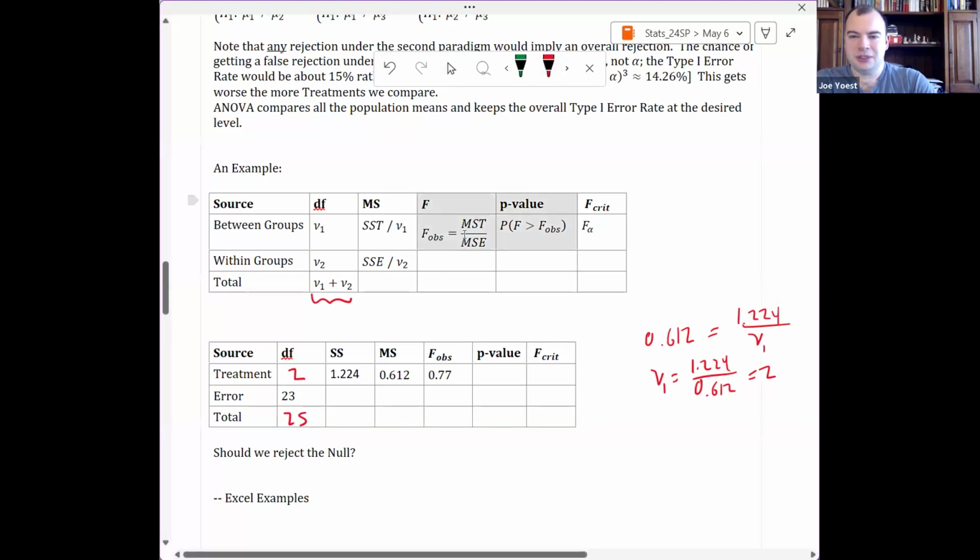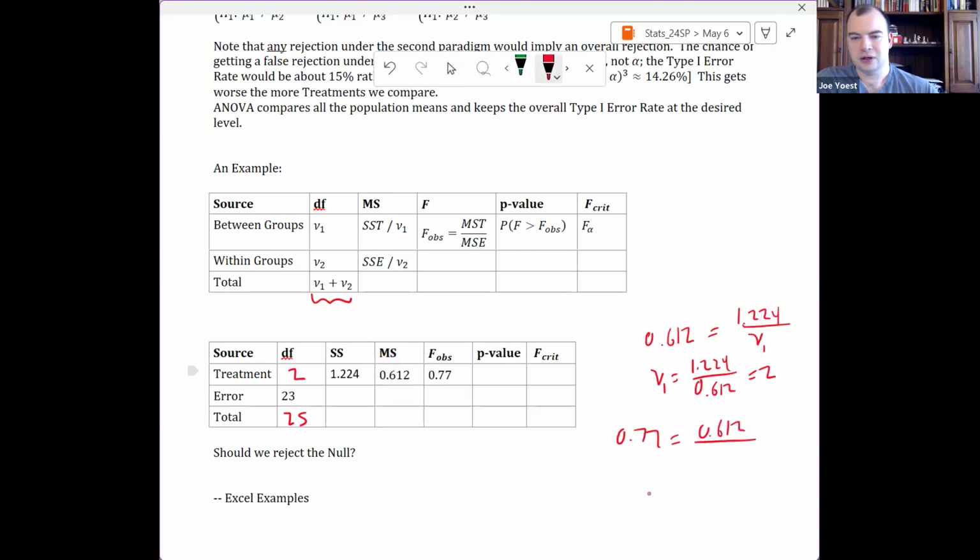I see that F observed is MST over MSE. So what is that? Well, 0.77 is MST, 0.612, over MSE. That's this number that I would like. This one that's below 0.612. Or I see that MSE, I can multiply through by MSE, divide by 0.77.